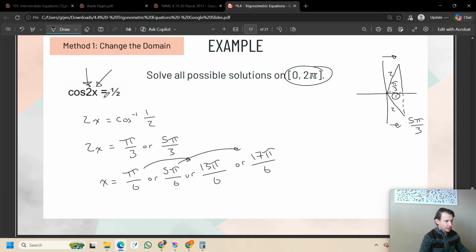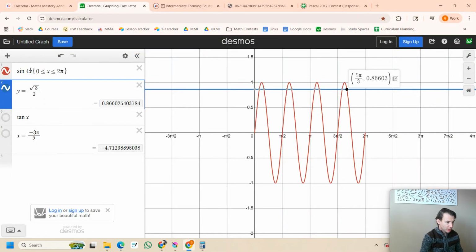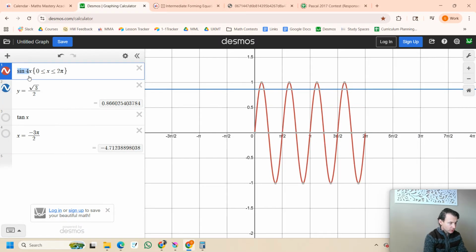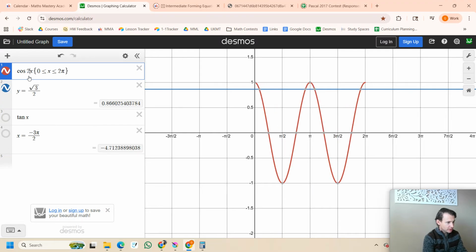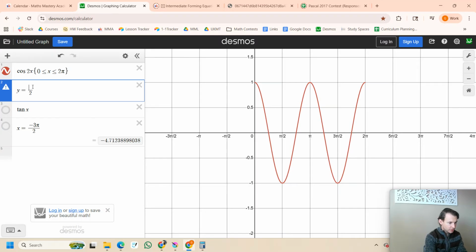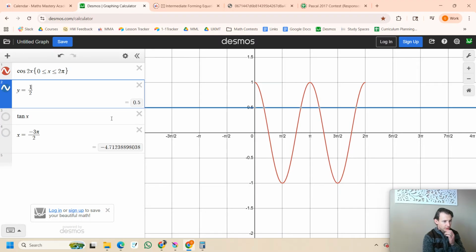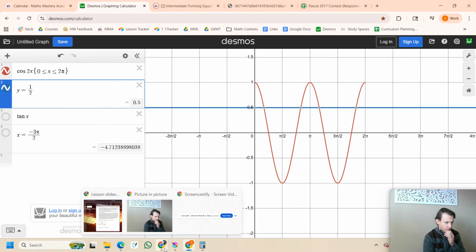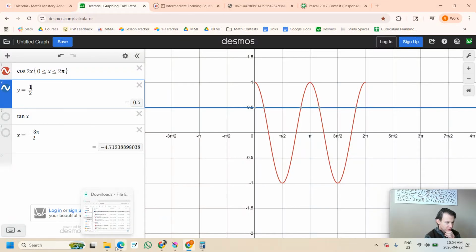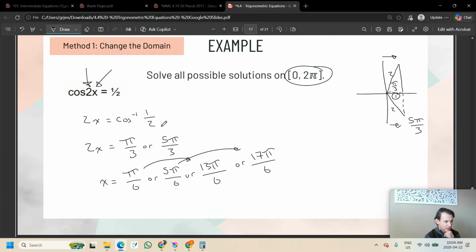Because this one spins faster. So let's check our work in Desmos. Okay, this is going to really help your understanding of this stuff. So I'm just going to change this one to cosine of 2x, and we're actually interested in y is equal to 1 on 2. This is what we're doing, right? Yeah, cosine 2x is equal to 1/2, and we're going to find all the places where that's true.